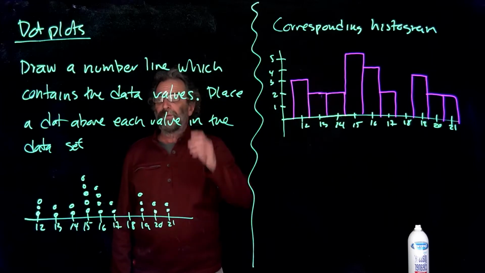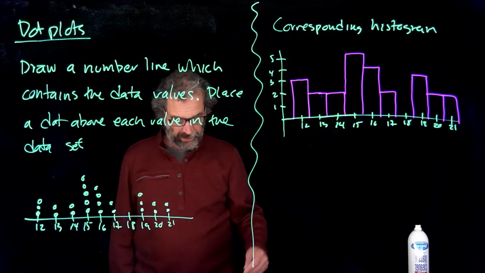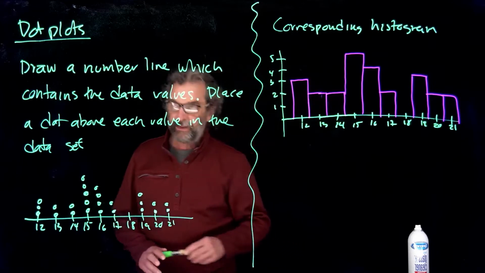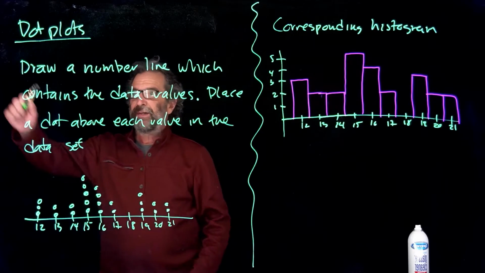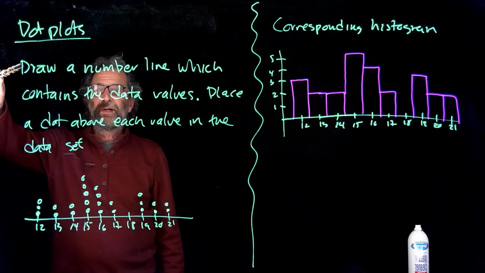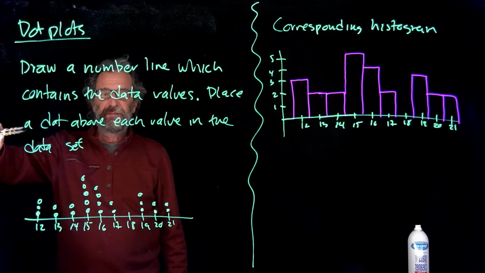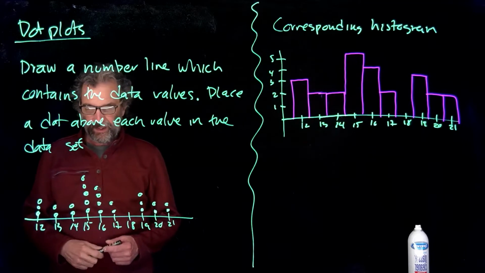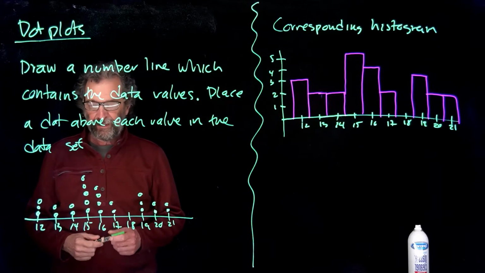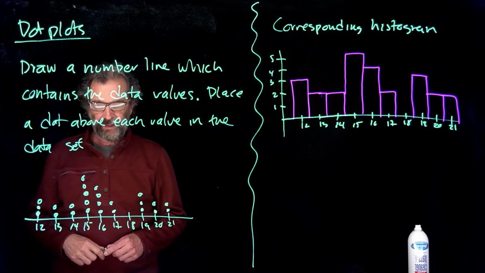Okay, so kind of a simple-minded way to make a display of the data is to make a dot plot. Draw a number line which contains the data values. Place a dot above each value in the data set. We're looking at our number of hours slept in the past 2 nights combined data.